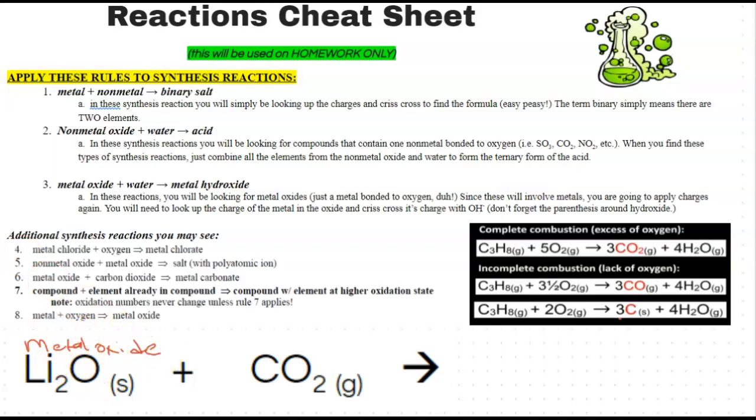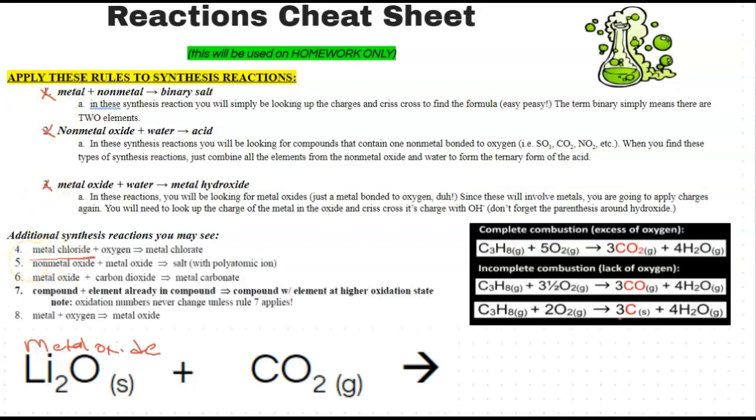So I go to my cheat sheet and I start comparing. I know that it isn't a metal nonmetal combination. I know that it's not a nonmetal oxide. Number 3 says a metal oxide, but it says water, and I have carbon dioxide. So I know it isn't number 3. So we've eliminated number 1, number 2, number 3. We're going to keep coming down to the bottom.